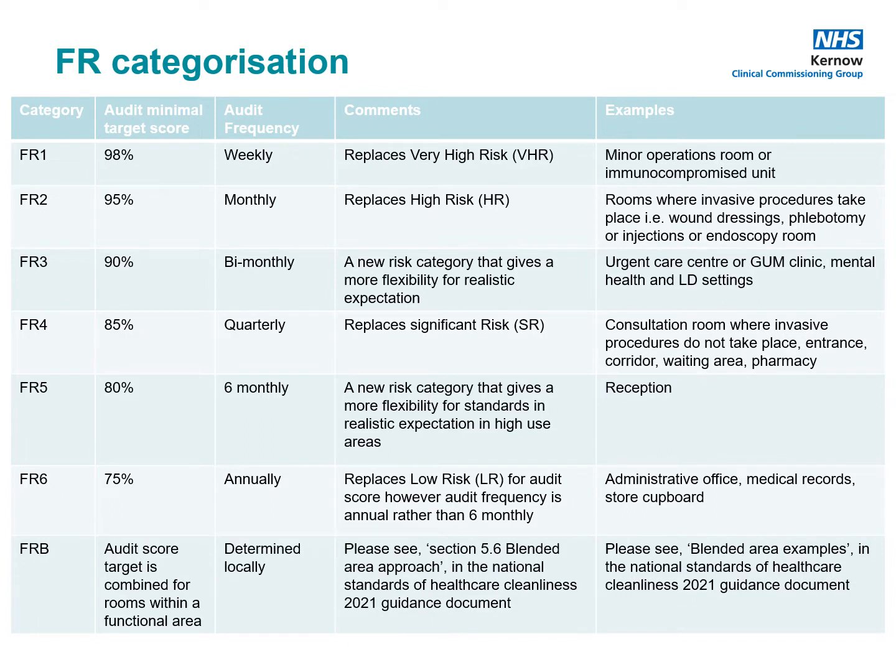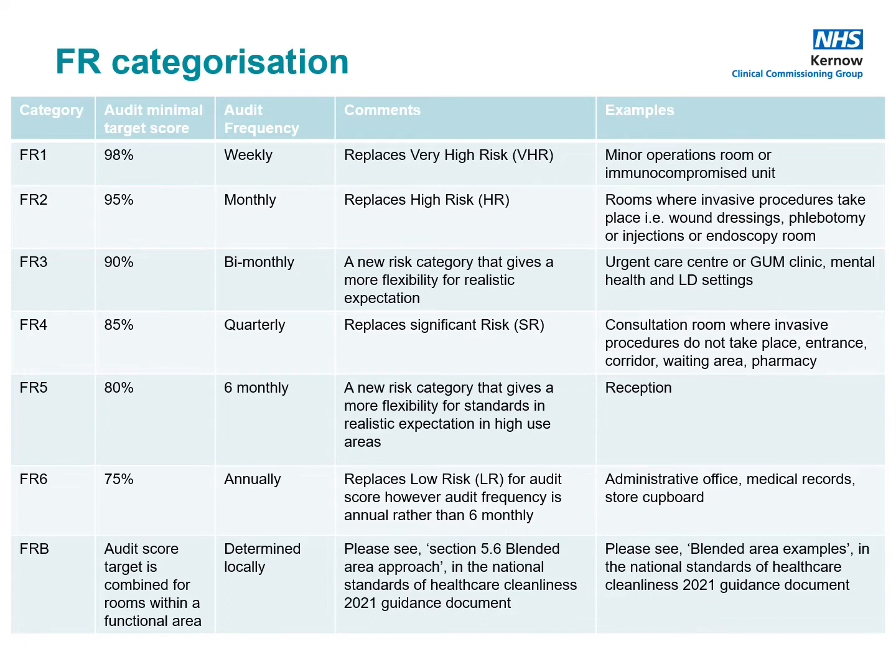This table outlines the 6 functional risk categories and the additional functional risk blended approach. It gives audit minimal target scores, audit frequencies, and also examples of areas that would be determined in those functional risk categories. So for example, a minor operations room or an immunocompromised unit would be a functional risk 1 area. It would be expected to be audited weekly with a minimal target score of 98%. An example of a functional risk 2 category would be rooms where an invasive procedure takes place, for example, wound dressings, phlebotomy or injections. It would be expected to audit monthly with a minimal score of 95%.